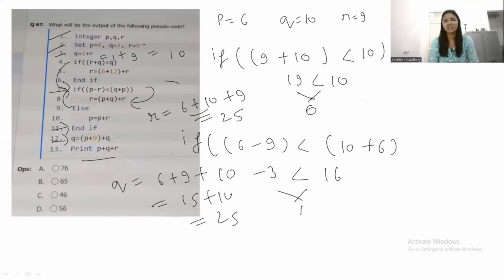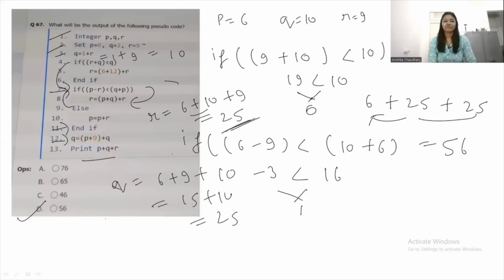So what is the value of p? 6 only. Q value was 25 and r value from here is 25. 25 plus 25 will become 50, and 50 plus 6 will become 56. And 56, option D, will be the correct answer over here. I hope it makes sense. I hope it is clear to you. So let's move on to the next question now.